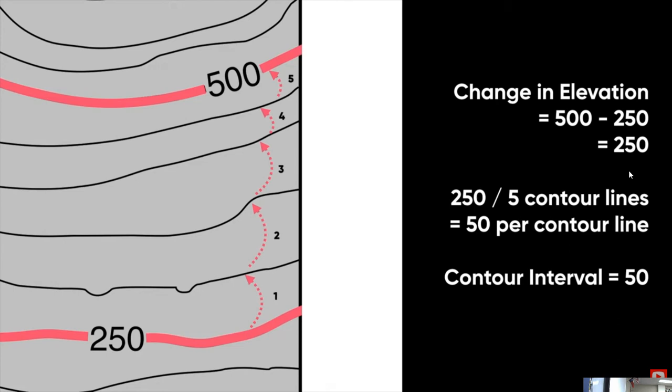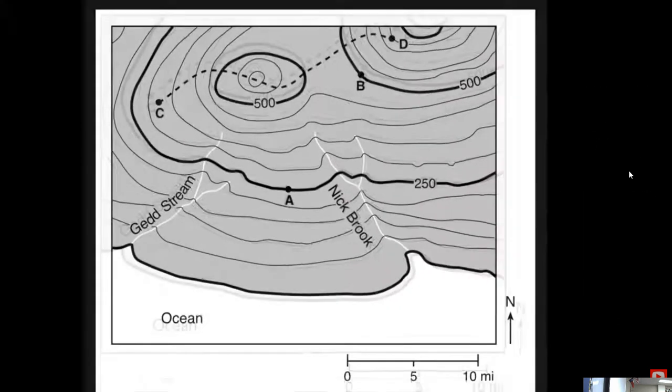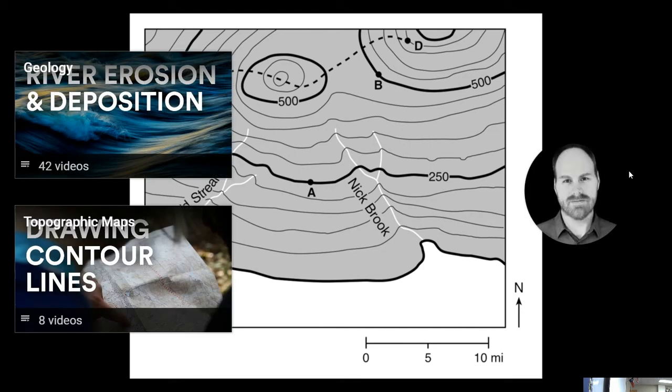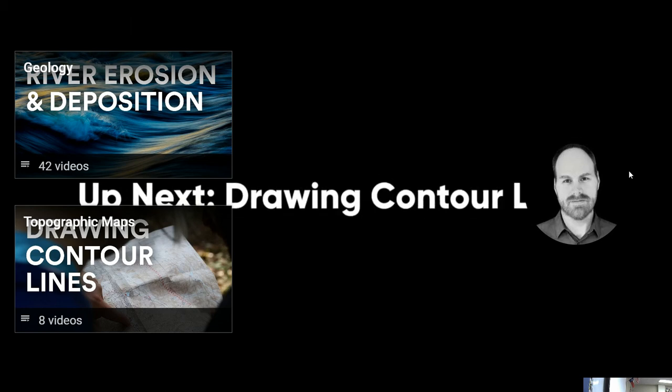Now you'll notice I'm not saying 50 feet or 50 meters, and that's because I have no way of knowing. This map is not labeled to tell me what the elevations are measured in. So I'm just going to say 50, or I could say 50 units. So now I know that each line changes in elevation by 50 units. So there's a quick overview of topographic maps.